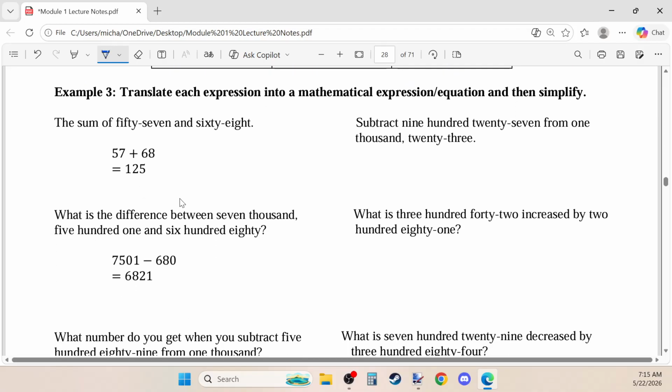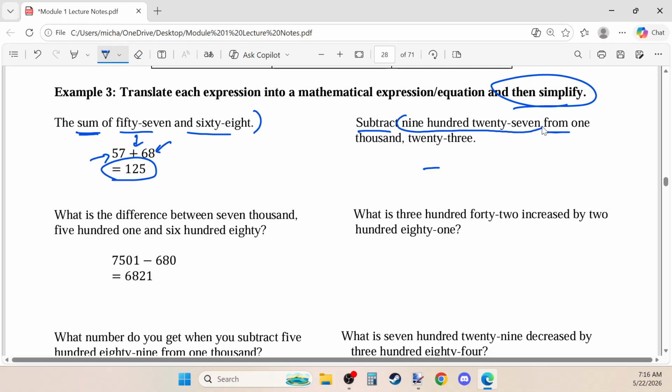So we're going to practice turning words into symbols and vice versa. The sum, meaning our operation is addition, 57 and 68. 57, 68. And then it says simplify, so we add those together to get 125. Subtract 927 from. So this number is being subtracted from, meaning it goes over here, from 1023.